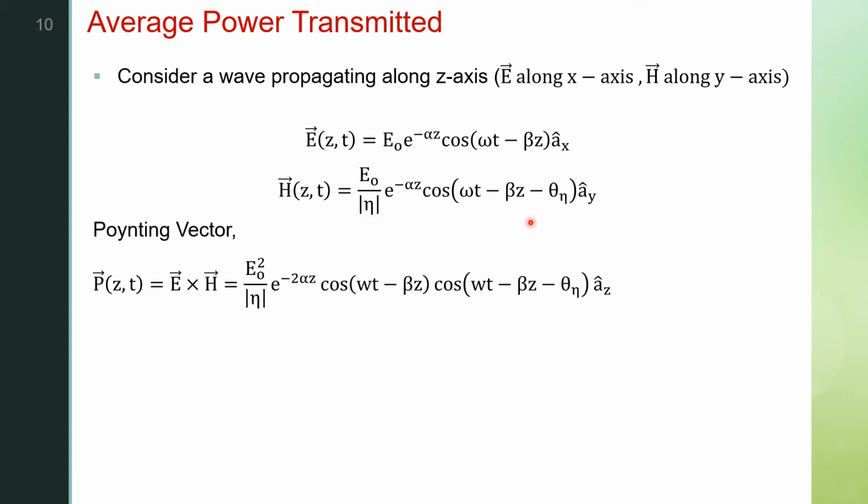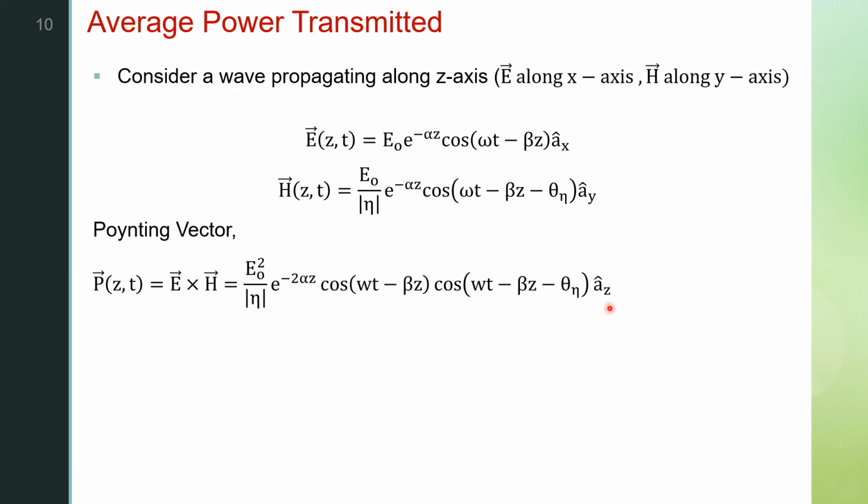Now, what is the Poynting vector? Poynting vector P is equal to E cross H. So let's compute the cross product between this electric field and magnetic field expression. We will get E0 square by eta e raised to minus 2 alpha z, because here we have e raised to minus alpha z multiplied by e raised to minus alpha z. So that will be e raised to minus 2 alpha z. Then cos(omega t minus beta z) into cos(omega t minus beta z minus theta eta).